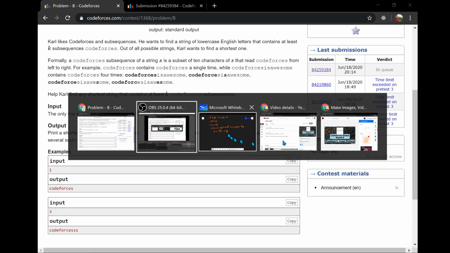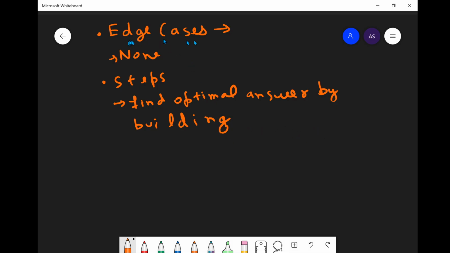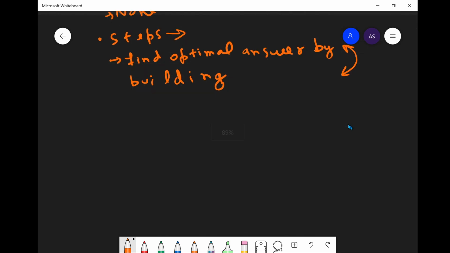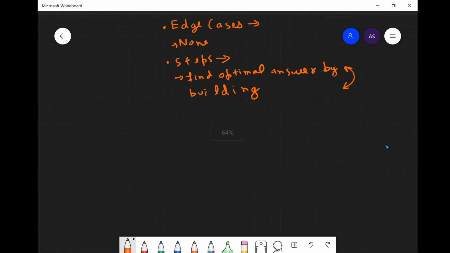So let's go to the solution. First, let's discuss whether there was any edge case. No, I don't think there was any edge case. Now let's move on to the steps. How can we approach the solution in this question? We can approach it by finding the optimal steps and building upon them. So now let's go to the detailed solution.